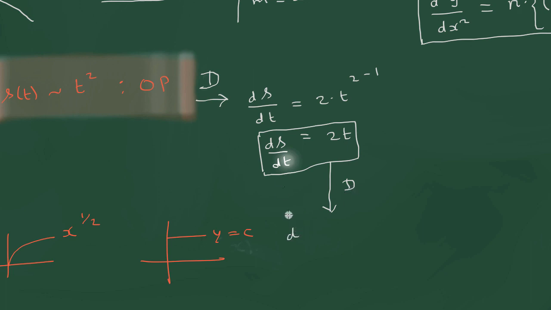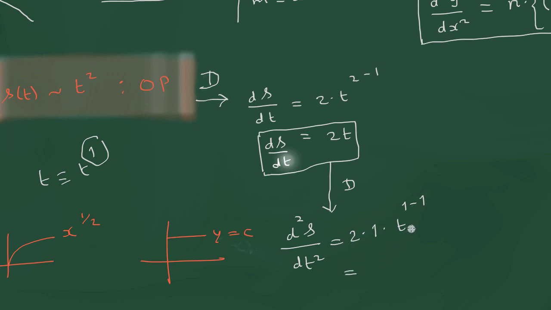If you do differentiation once again, we can write d square s by dt square equal to 2, which is a constant, write it down there. And t is actually t to the power 1. Remember this: t means t to the power 1. Therefore, this 1 should come first. So I will write 1 here into t to the power, and you have to reduce the power by 1. That means 1 minus 1.